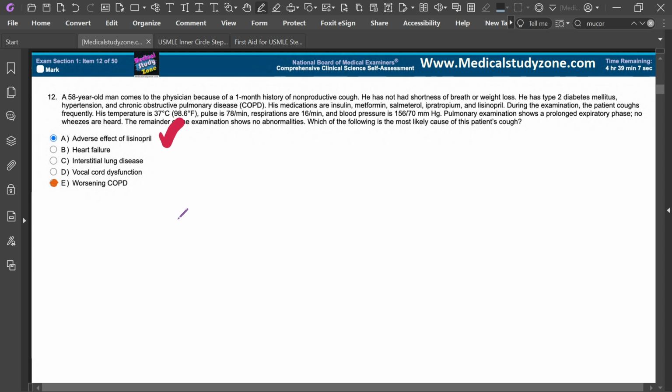Temperature is fine, pulse is fine, respirations fine, blood pressure a bit higher. Pulmonary exam shows a prolonged expiratory phase, no wheezes are heard. The remainder of the exam is fine. Which of the following is the cause of this patient's cough?